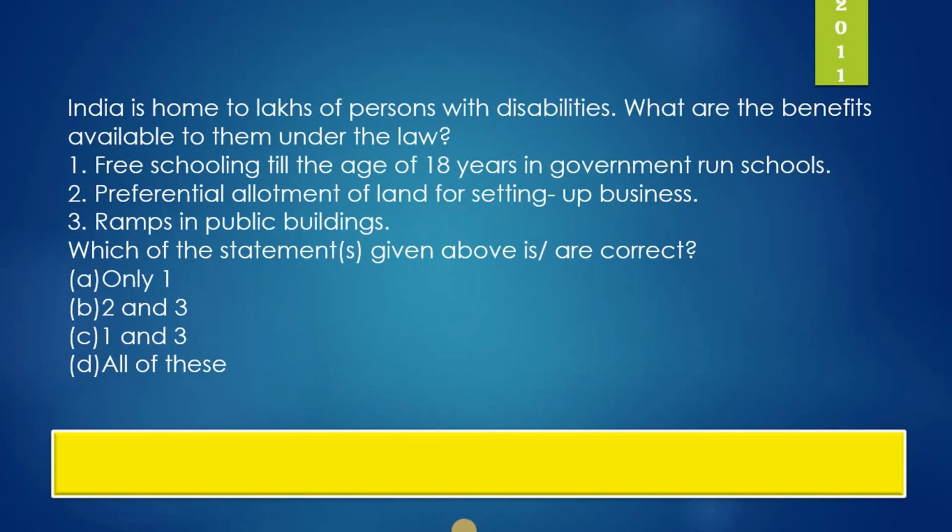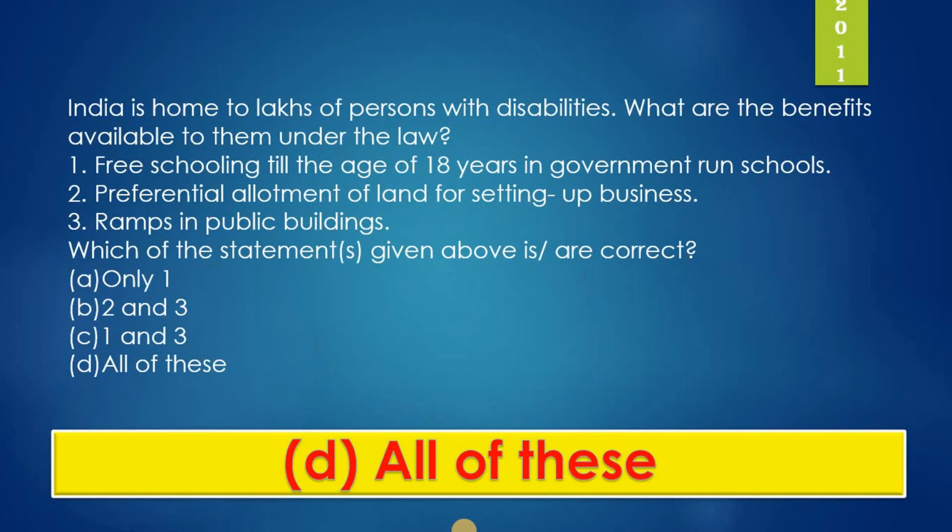Okay, next question. India is home to lakhs of persons with disabilities. What are the benefits available to them under the law? The first statement says free schooling till the age of 18 years in government-run schools, preferential allotment of land for setting up businesses, ramps in public buildings. So which of the statements is correct? Only 1, 2 and 3, 1 and 3, or all of these. So the answer is option number D, that is all the statements as far as the Disabilities Act is concerned are true. Okay, next question.